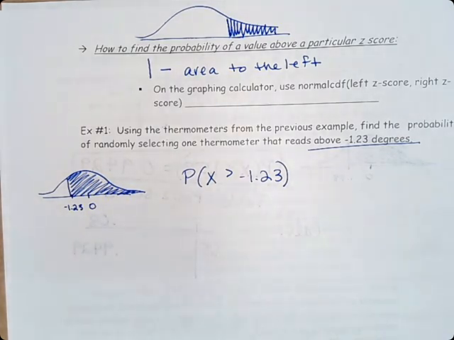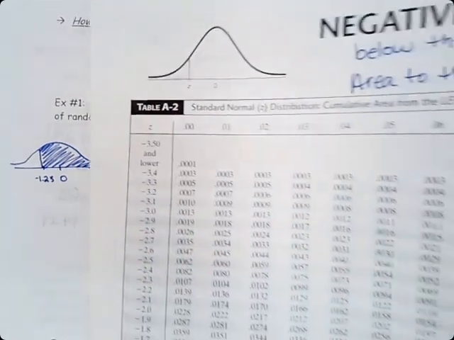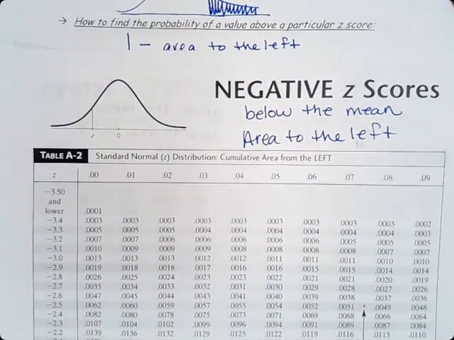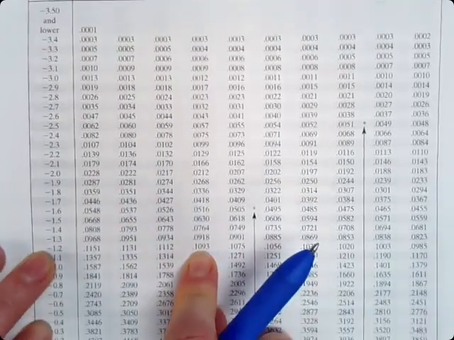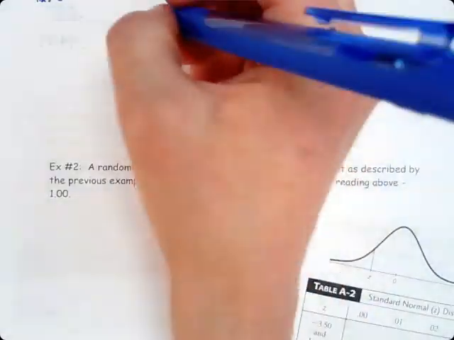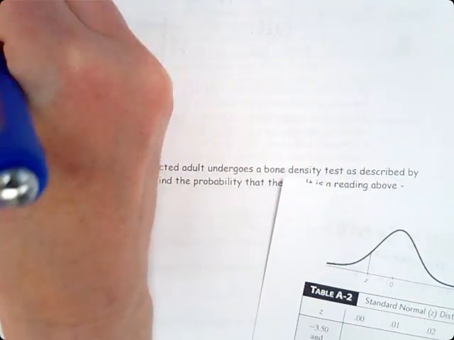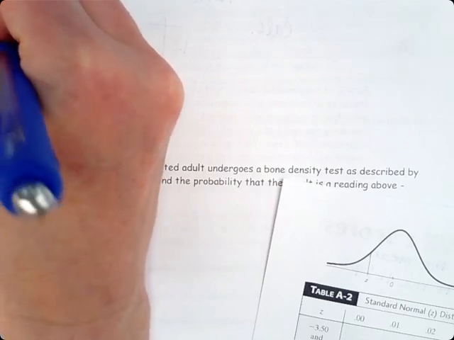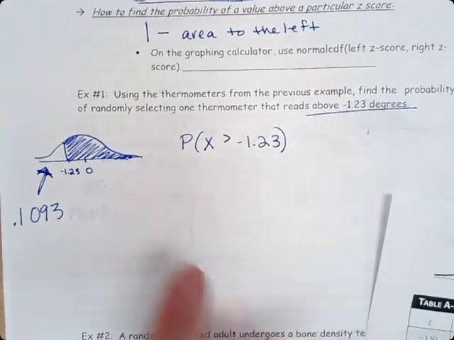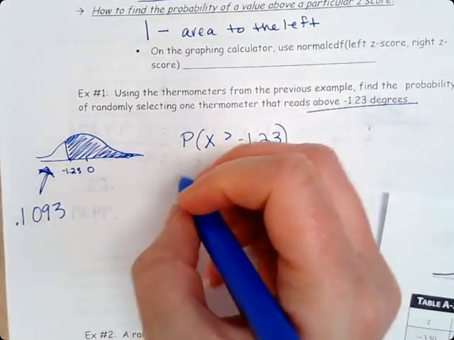So let's look at our table. You go to the negative z-score, -1.23. It's this, 0.1093. So the probability of going to the left, this area right here, is the one we just found. Sorry, if this area is 0.1093, then to find the area to the right, we do 1 minus that.